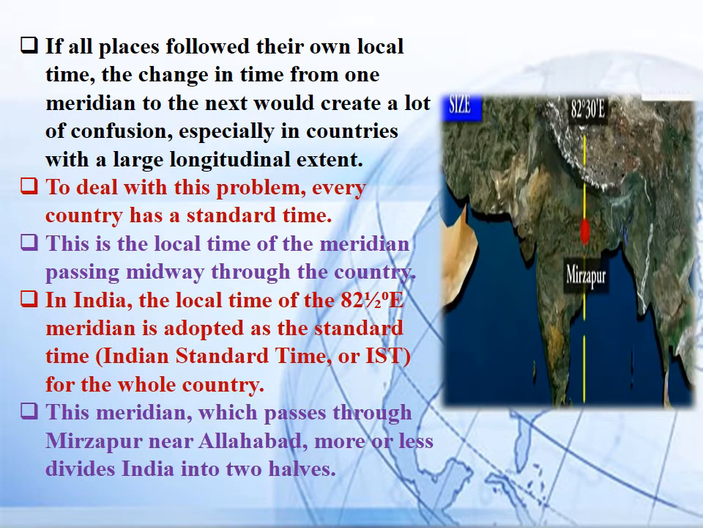If all places followed their own local time, the change in time from one meridian to the next would create a lot of confusion, especially in countries with a large longitudinal extent. To deal with this problem, every country has a standard time. This is the local time of the meridian passing midway through the country. In India, the local time of the 82.5 degree east meridian is adopted as the standard time, that is IST, for the whole country. This meridian, which passes through Mirzapur near Allahabad, more or less divides India into two halves.